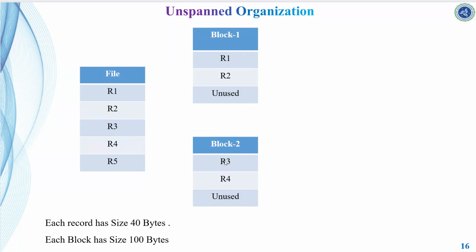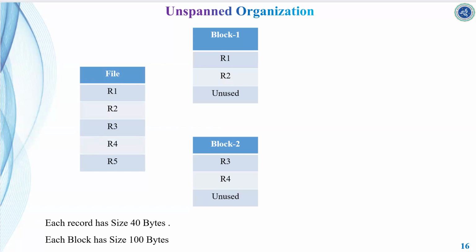Block 2 will be used by R3, and the next one, R4, will take the next block. Here also there will be unused space. Again, R5 won't fit in block 2, so it will be using the next block. That is, block 3 will be taken for R5.